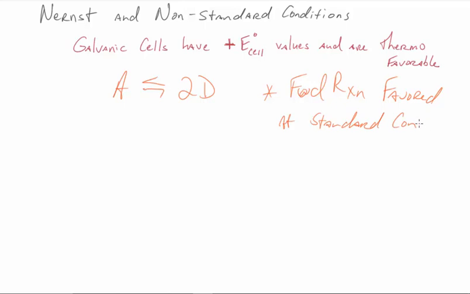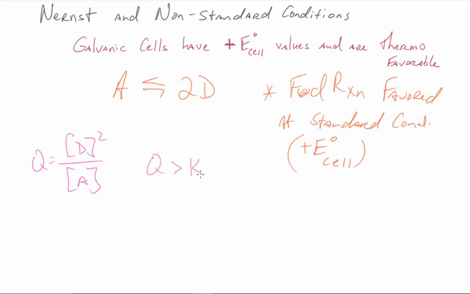And remember, standard conditions are 25 degrees Celsius and 1 molar concentrations. So forward reactions are favored at standard conditions, and they have that positive E cell value. If we apply equilibrium to this, it means that D squared over the concentration of A, if I use Q here, that my Q is greater than my K. What that means is that my reactants are going to be consumed and my products are going to be produced.